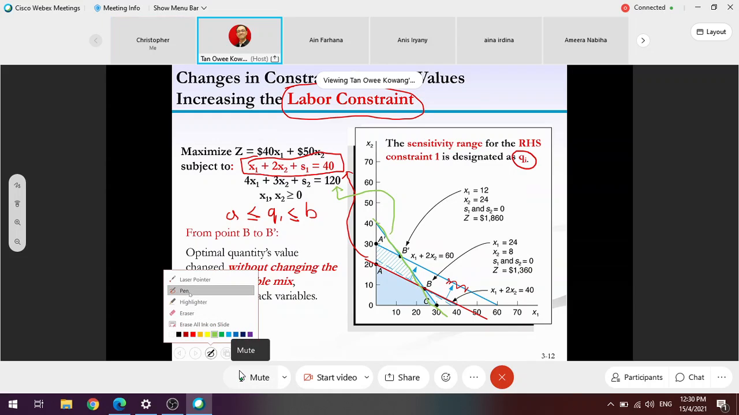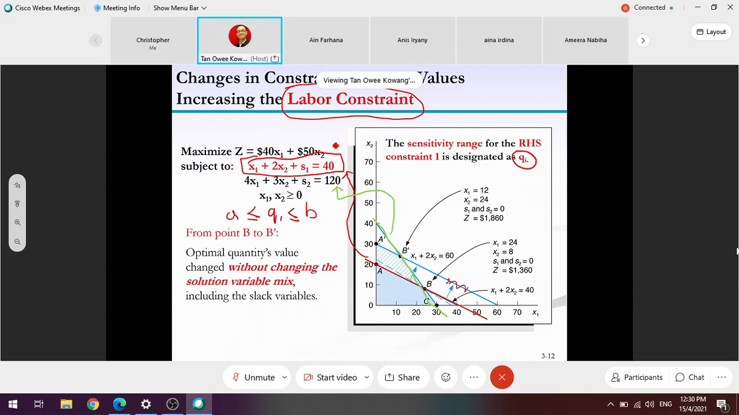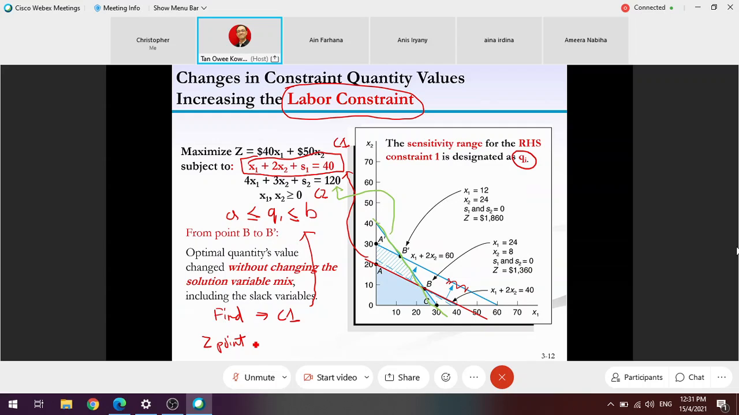Now, important. You must listen to this carefully. There are two constraints, constraint 1 and constraint 2. I want to find the sensitivity range for constraint 1. So I need to identify 2 points. Where are these 2 points? These 2 points are where constraint 2 intersects at x1 and x2.